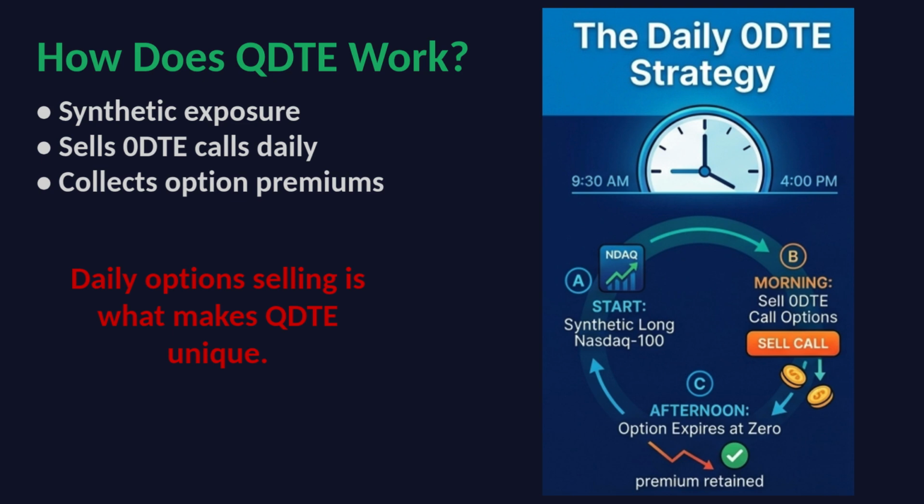QDTE uses options contracts to mimic owning the Nasdaq 100, which gives the fund managers more flexibility to layer their income strategy on top. Then, every single day, the fund sells what are called zero-day to expiration options, 0DTE for short, on that Nasdaq 100 exposure. These are options that expire the very same day they're sold. Selling these options is what generates the premium, which is essentially rent that other traders pay QDTE for the right to potentially buy that upside from them. That daily premium collection is the engine behind the weekly payout you see advertised.